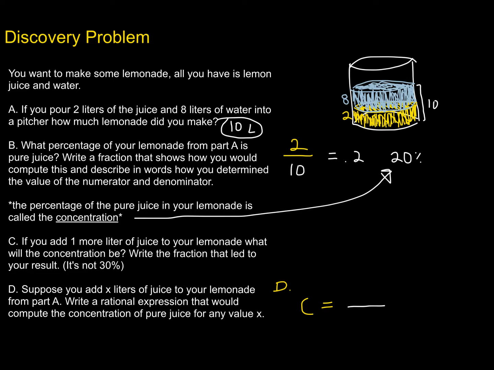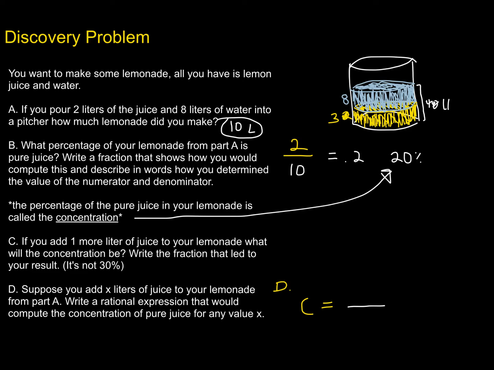So now what if we add 1 more liter of juice? The easiest way to do this is to look at our drawing here and say, okay, let's imagine that this part that's pure juice, we poured 1 more liter in. So instead of redrawing the picture, let's just represent that with a 3. Now I might be tempted to stop there, but remember, not only did I increase the amount of pure juice, because I did that, I increased the total amount.